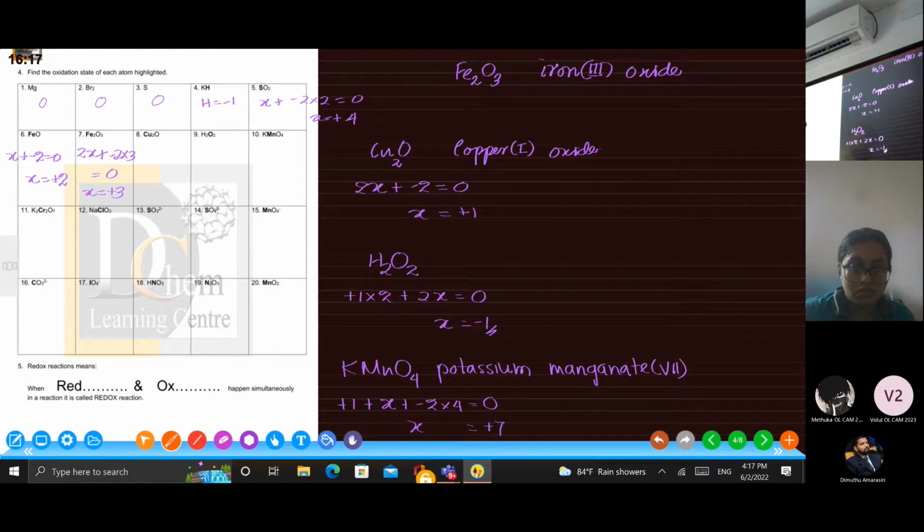Therefore, x is +7. That is the oxidation state.